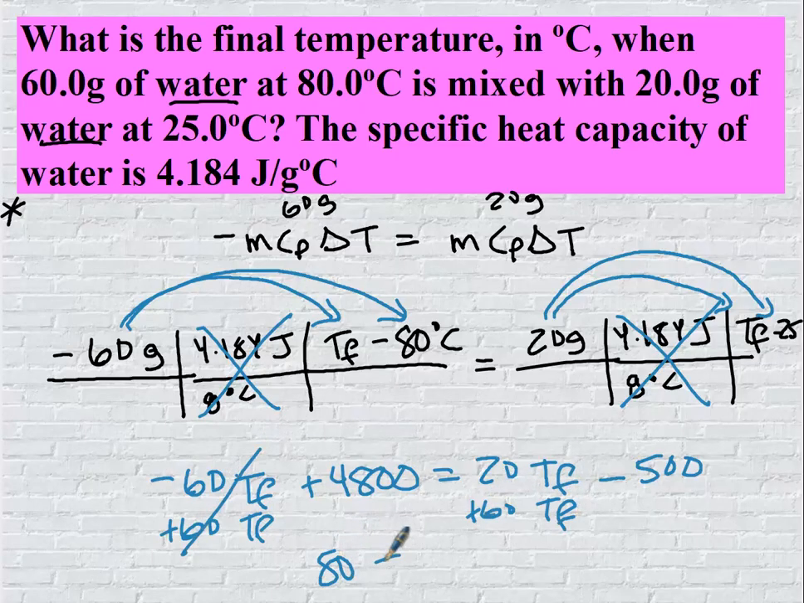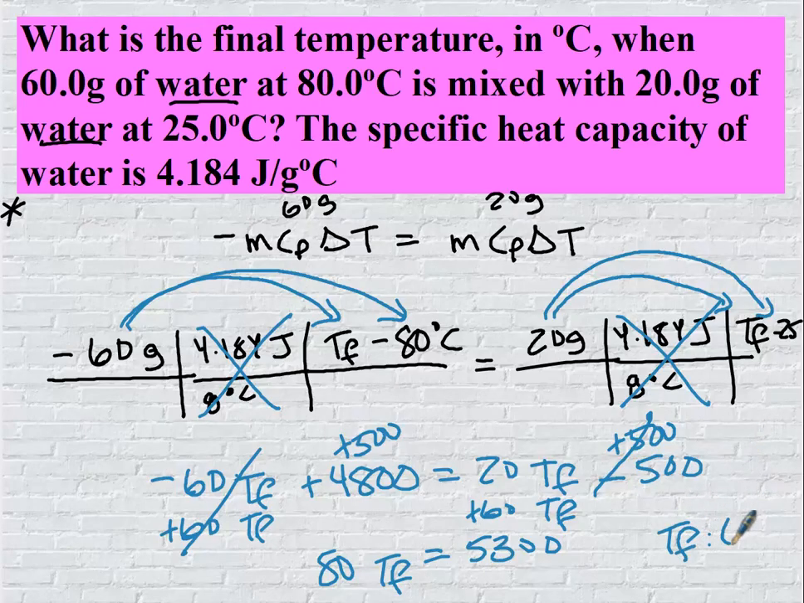So that's going to be 80 TF. And then I like to say plus 500, so that cancels out, and that's equal to 5,300. Then I divide both sides by 80. So TF is 66.3. My final temp should be between 80 and 25 because I'm mixing water at 80 and 25, so it's got to be somewhere between those two.